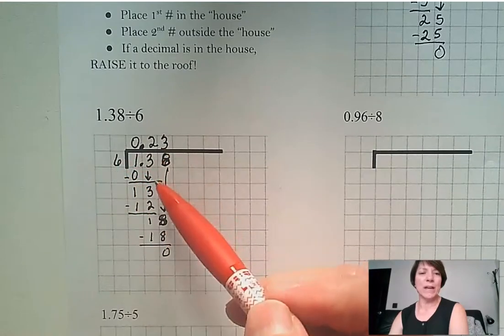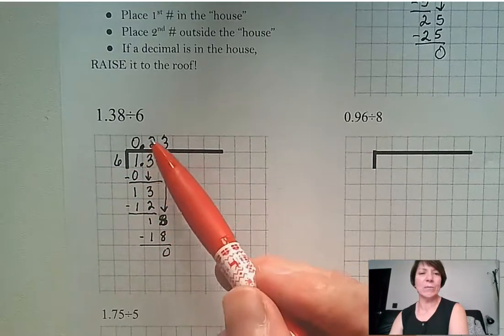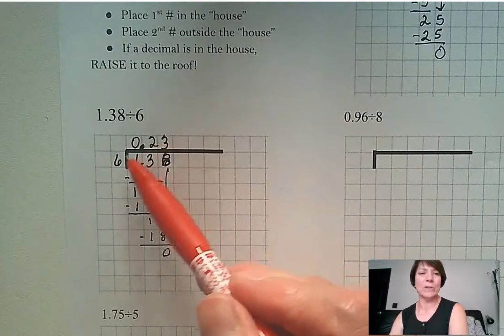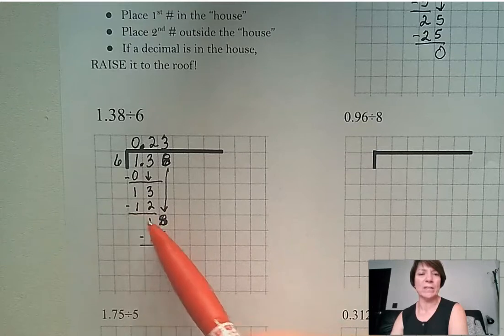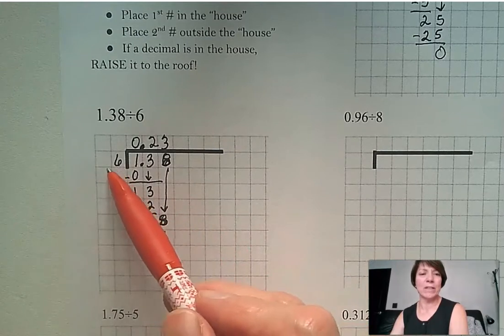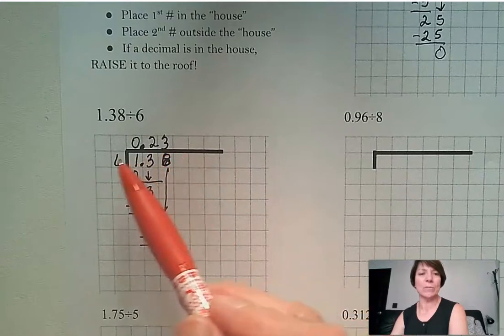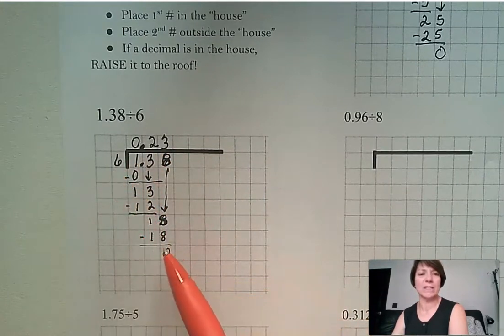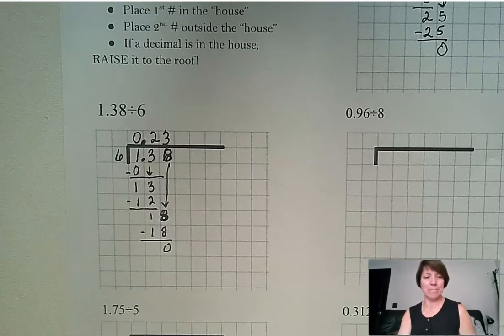Then we bring down. Then we're going to divide 6 into 13. It will go in 2 times. Now we're going to multiply. 6 times 2 is 12. Now we're going to subtract. 13 minus 12 is 1. Then we're going to bring down our 8. Now we're going to divide. 6 goes into 18 3 times. Then we're going to multiply. 6 times 3 is 18. Then we're going to subtract. 18 minus 18 is 0. And so our answer then is 23/100ths.